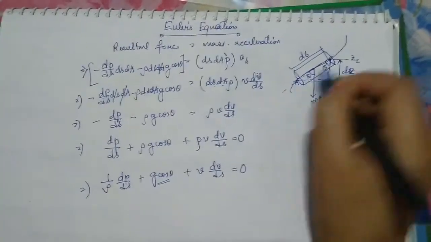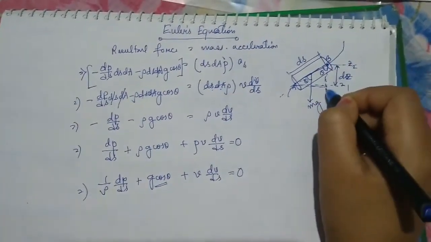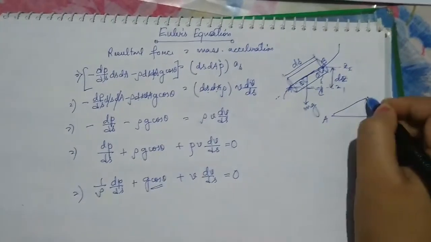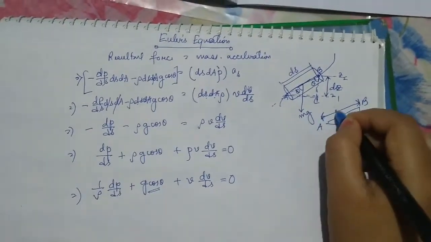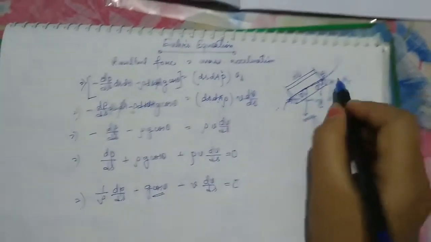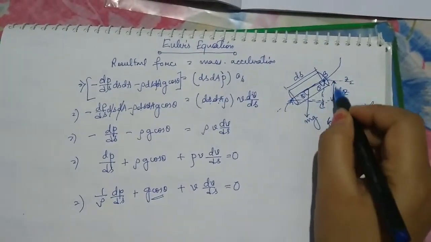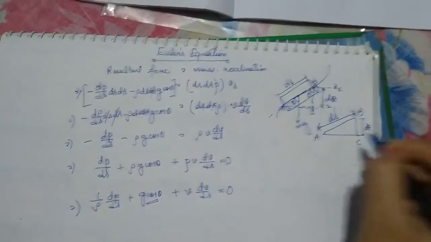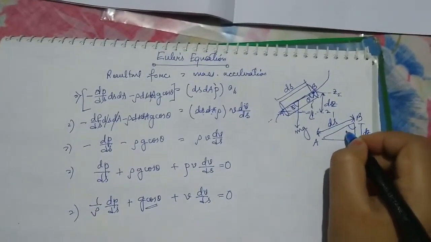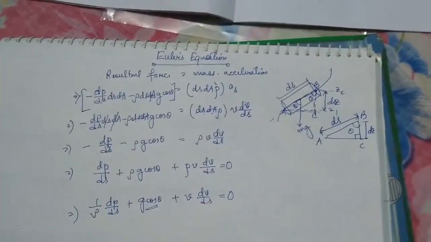If I consider this to be A, this is B, and this to be C, then it is like A, B and C. And this thing is nothing but ds. And you remember this is Z2, this is Z1. So the gap is around dz. So this thing is dz. And what is this angle? Theta. So this is obviously 90 degrees.